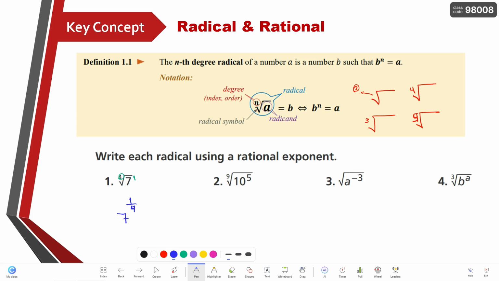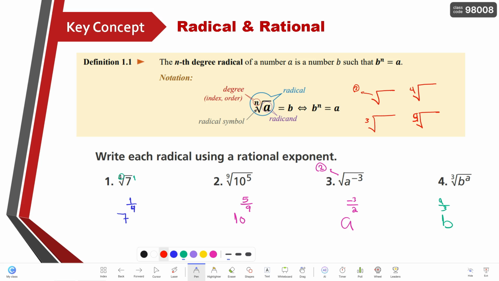On the other hand, in example 2, we can write our expression 10 to the power of 5, all under the ninth root, by writing 10 and then writing an exponent of 5 over 9. In the third example, as we don't have an index here, we can understand that the index or the degree of this root is equal to 2, because this is the square root. So I'm going to write a raised to negative 3 divided by 2. Lastly, we have b raised to a, all under the cubic root. So we can simply rewrite this as b raised to a divided by 3.